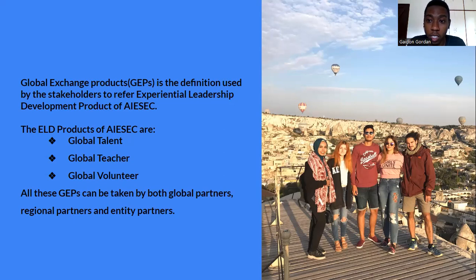That's why in our entity we have different trainers to host different exchange participants that we bring in our country. That's one vivid example of how this global exchange product can be taken with a partner in general. So we have another product called Global Amplifier Product, GAP.